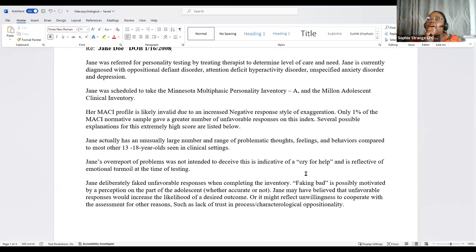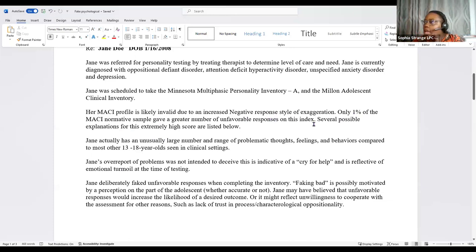So people think that, oh, that was the assessor's impression. No, that was the test's impression, if that makes sense. So keeping that in mind, the way that the assessor is telling you that it wasn't their idea that this person was lying for kicks is that only 1% of the MACI normative sample gives that much of a number. So it's telling you statistically, it's very improbable that she's telling the truth, which puts her in the cry for help phase. Does that help so far?